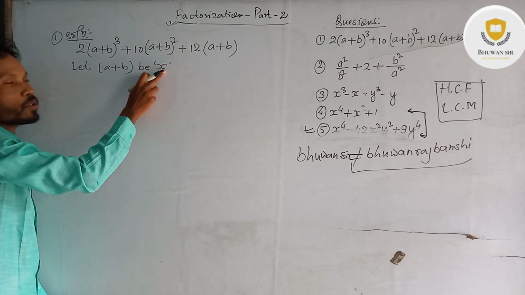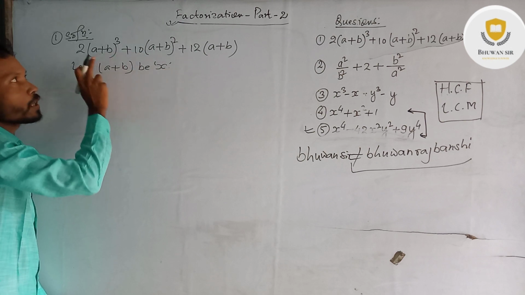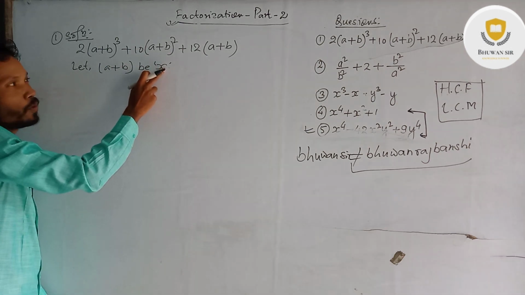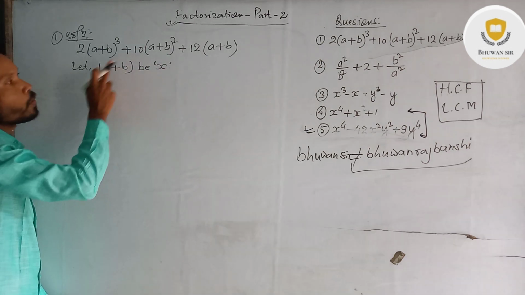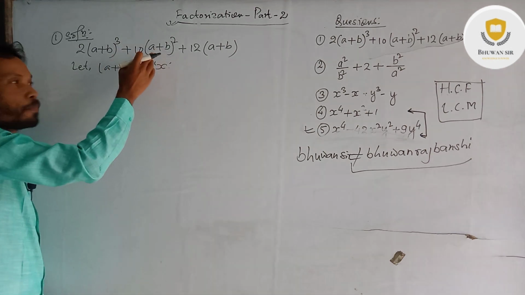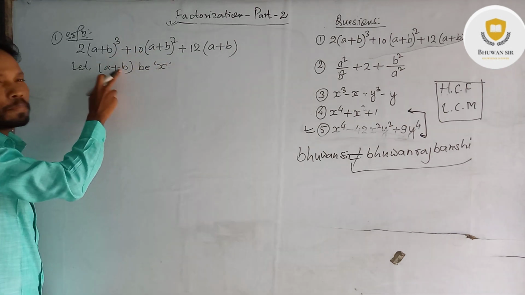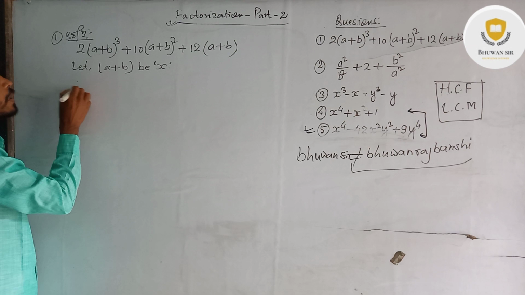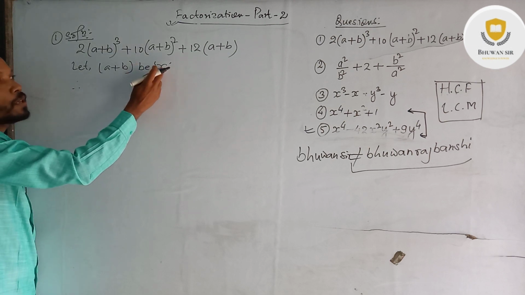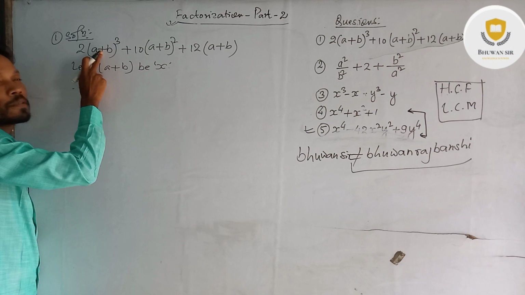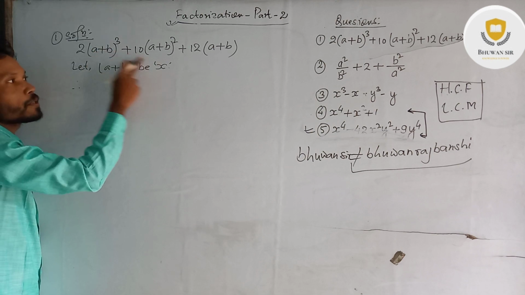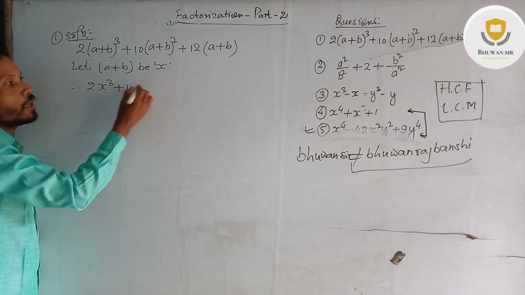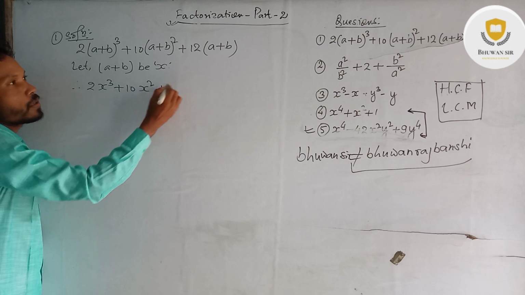Now what sort of variable can you use? The important thing is that a and b are used here, so don't use a or b when you are letting a plus b. A plus b can be supposed by any variable except a and b, because a and b will give confusion to your answer. So we simply replace a plus b with x. So 2x cube plus 10x square plus 12x.